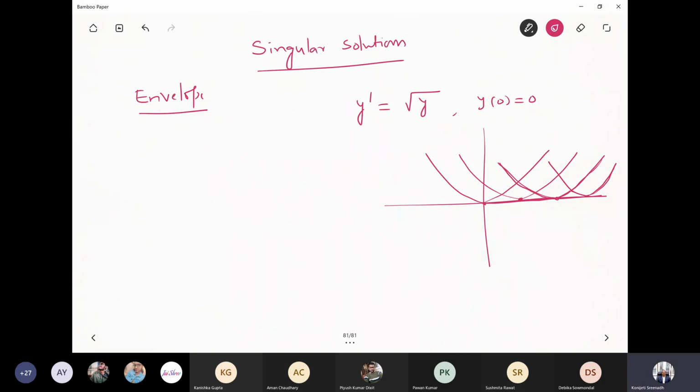Also, the slopes are the same. That is what we require here. In first order equations, it's a very special phenomenon that only happens for first order equations. You look at only y prime, that is the slope, and the function.